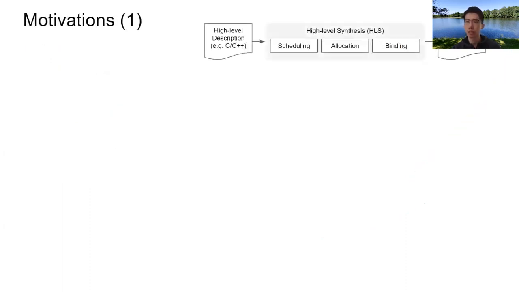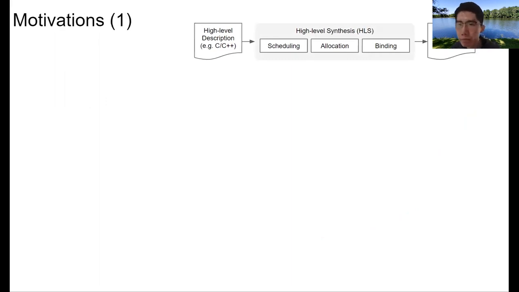First, in case some audience are not familiar with HLS synthesis. Basically, HLS synthesis, or we call it HLS, is a compilation flow to translate high-level descriptions of programs into a hardware RTL design. The high-level description can be written in any high-level language. A typical input is C or C++. And the output, typically, will be Verilog or VHDL.